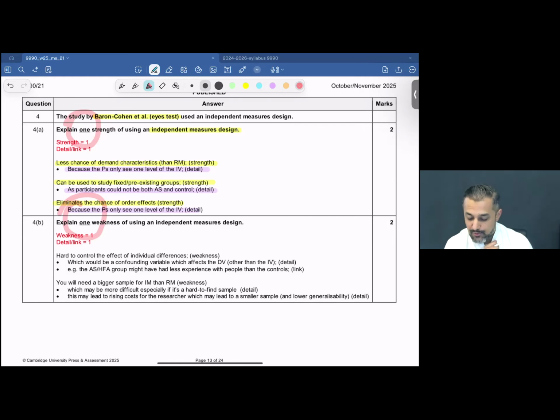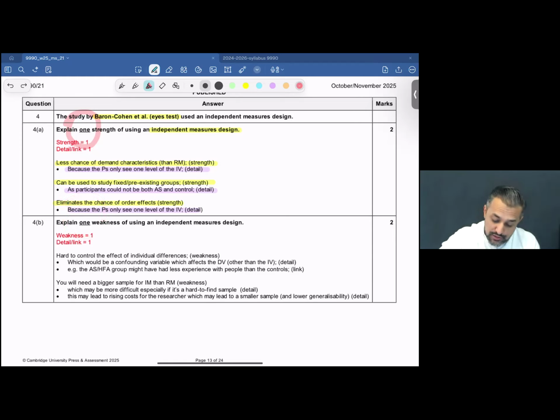The amount of time you'd spend writing two different answers, you might as well just put your pen down, invest in this, give yourself some good 20-30 seconds, so that you're in a better position and you know what you're writing is correct. So, explain one strength of using an independent measures design. As we speak about, explain one weakness.